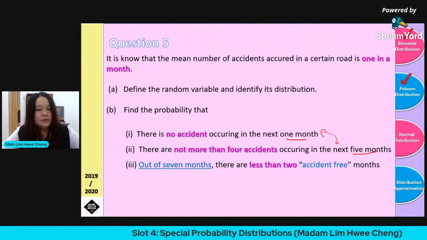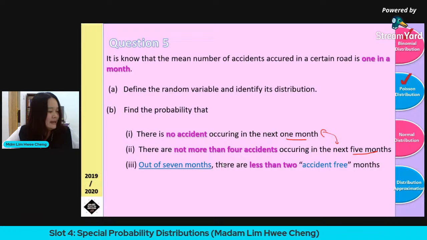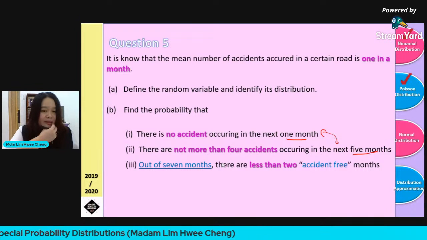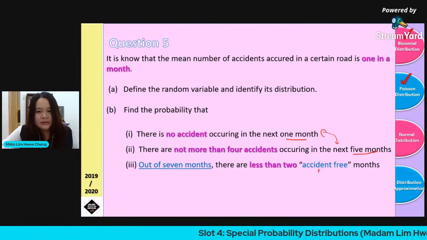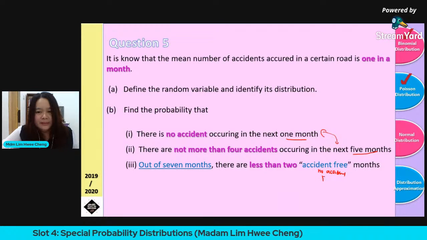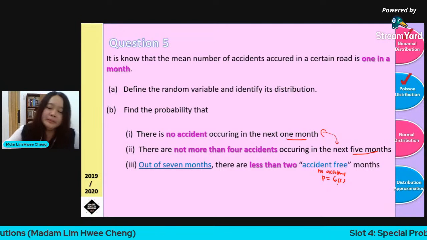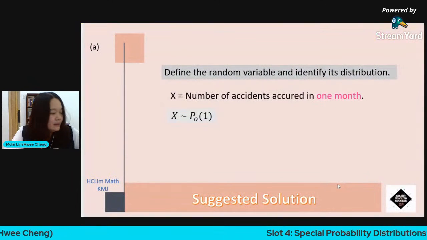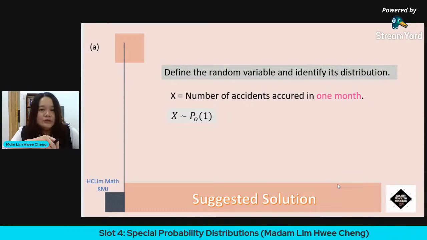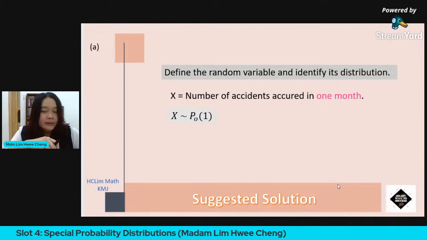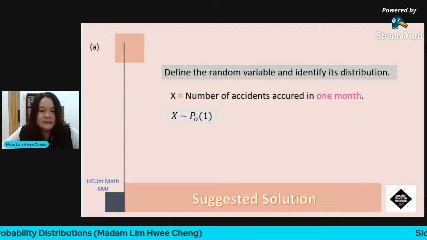Okay, so lepas tu dia do other things, dia buat dalam binomial distribution. Okay, they are less than 2 accident free. Accident free maksudnya no accident lah. Okay, ini kita boleh ambil p dia from the part B. So basically they give you 2 marks if I'm not mistaken at that time. So they ask you to define the random variables and identify its distributions.